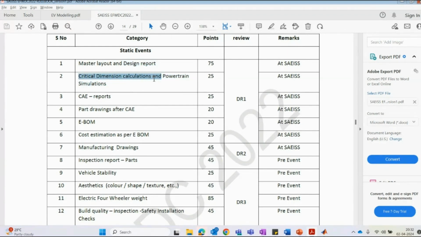So, critical dimension calculations and the powertrain simulations. This would be your calculation of the size of the tube that you are going to use for the frame, why you choose this material, and so on. And then the powertrain calculations, all what we saw today. What we saw today is maybe an overview of all the formulas and so on.